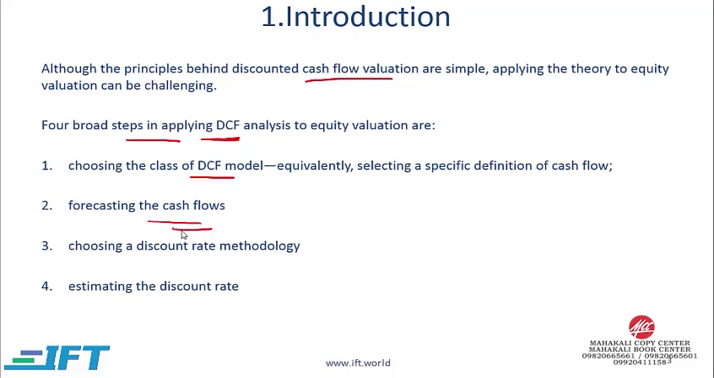Then you need to forecast the cash flows. Next, you select a discount rate methodology. What this means is that you have to come up with a discount rate, but what process will you use to come up with the discount rate? You could either use CAPM, or you could use a multi-factor model, or you might use some other model. This is something that we have studied in an earlier reading. Then once you've decided on the model, you need to use that model or set of models to come up with the discount rate.